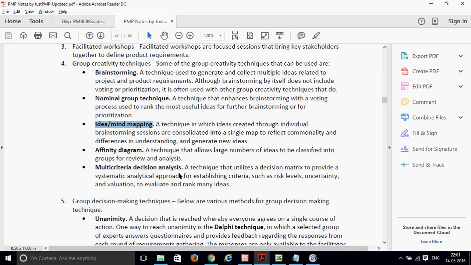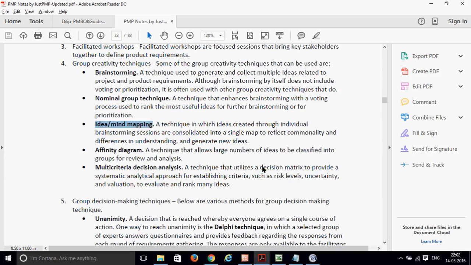So this is a technique that utilizes a decision matrix to provide a systematic analytical approach for establishing criteria such as risk level, uncertainty, and valuation to evaluate and rank many ideas. So this is where I will explain to you. You have some set of criteria for accepting ideas.